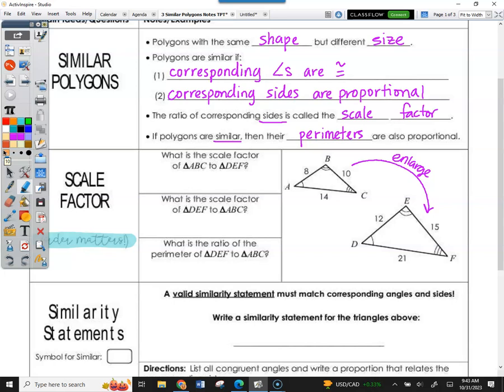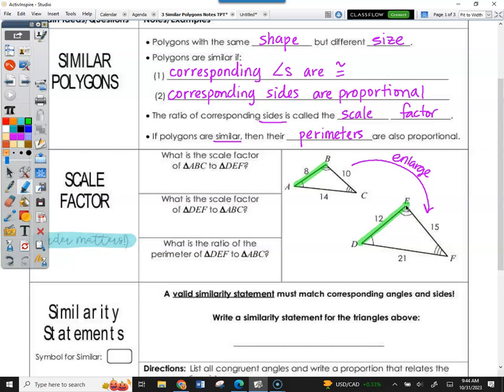Does it matter what two sides I pick? No, it does not matter. What does matter is they have to correspond, right? If I pick, for instance, let's say I pick AB, then I have to pick what? Notice this was between the one arc and the two arcs. I have to pick DE between the one arc and the two arcs. That is what matters when you're picking your numbers.